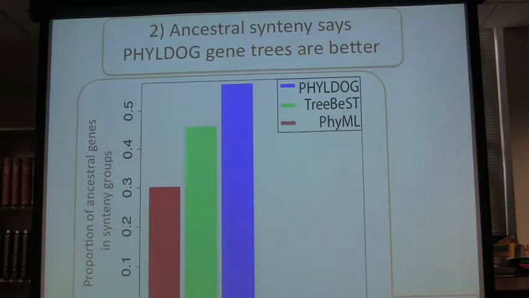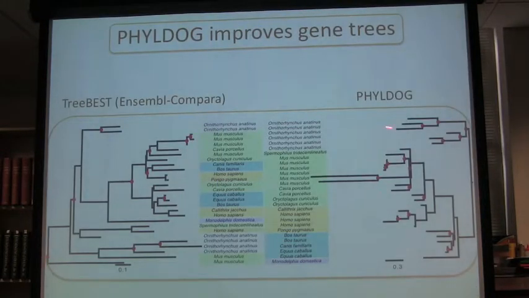And in fact, if you look at a particular example of a tree that is correct according to this measure and not correct according to this measure in TreeBest, you obtain the following results. So on the right, you've got a gene tree reconstructed by Phylogenetic, and on the left, you've got the same gene family, but a tree reconstructed with TreeBest. So this would be the tree that you would download from the internet.